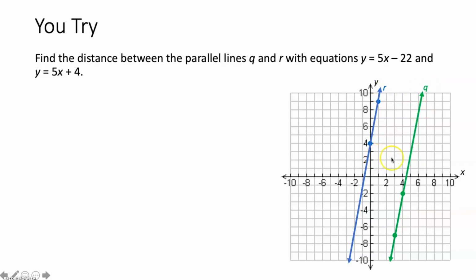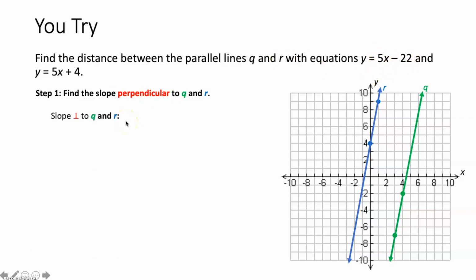Now, if we want to find the distance between them, remember, the first thing we want to do is find the slope perpendicular to these 2 lines. So, to find the slope perpendicular to lines Q and R, we need the slope of lines Q and R. Well, we said it's 5, right? Because it's in slope-intercept form, so mx plus b.